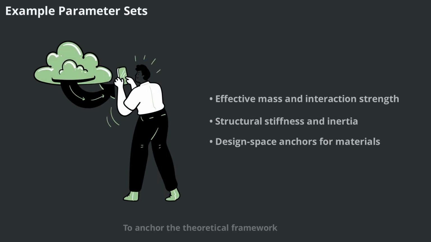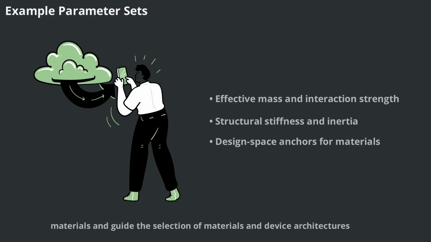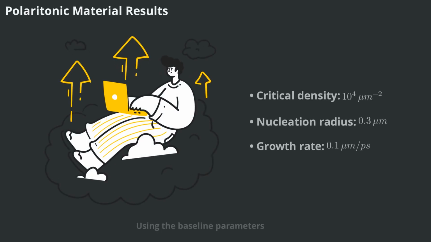To anchor the theoretical framework, HPMF provides example parameter sets for polariton and structural fields. These include effective mass, interaction strength, density, stiffness, inertia, and coupling constants. While not experimental values, these parameters define the design space for engineering polaritonic materials and guide the selection of materials and device architectures. Using the baseline parameters, HPMF predicts critical polariton densities, nucleation radii, and growth rates for solidification.